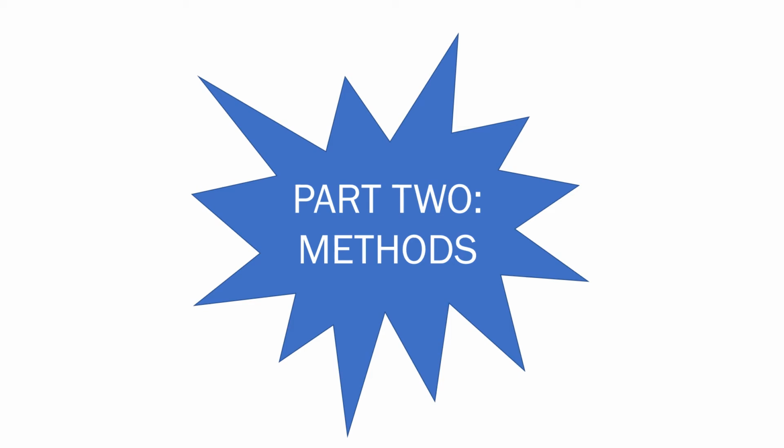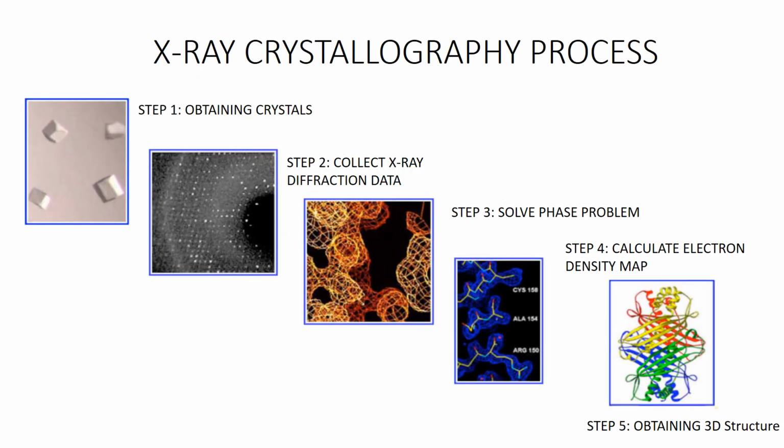Part 2, Methods. The X-ray crystallography process begins with Step 1, obtaining crystals, then Step 2, collecting X-ray diffraction data, Step 3, solving the phase problem, Step 4, calculating the electron density map, and finally, Step 5, obtaining the 3D molecular structure.